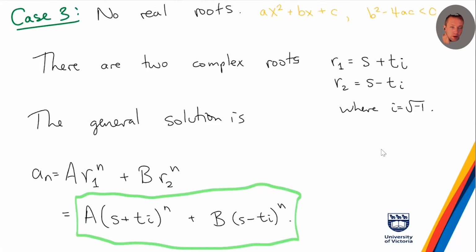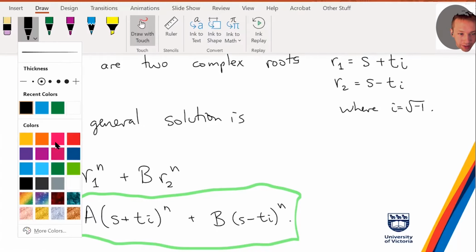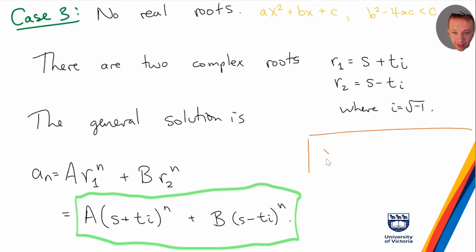Now here's another weird one. Suppose that you don't have any real roots. So for example, if I took the equation like x squared plus 1 equals 0, this has no real roots.